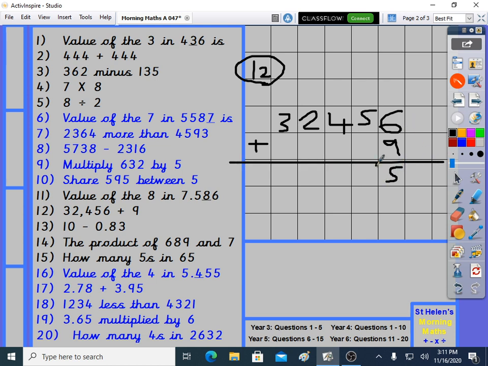Because that's 15 carried a 1. We get the 6 and the rest of the numbers are just normal, just nothing to do with them. So we get 32,465 for question 12. Question 13.